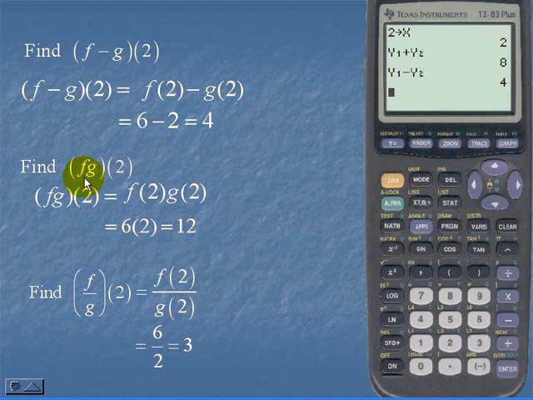To find f times g of 2, I'm simply going to use second and enter. I'm going to scroll over and change the subtraction to a multiplication, and here I get 12. And then for our quotient, second and enter, I'm simply going to scroll over and change the multiplication to a division, and I get 3.